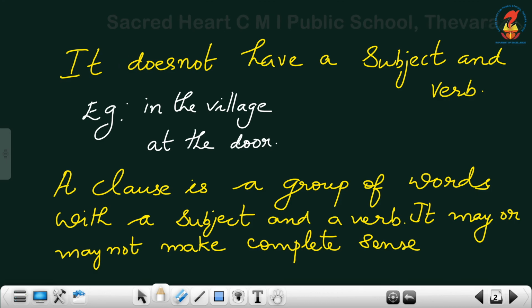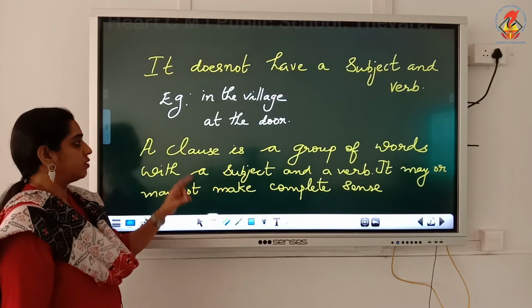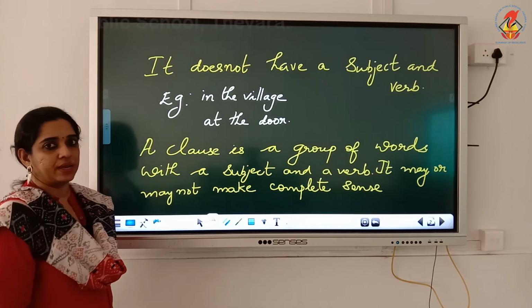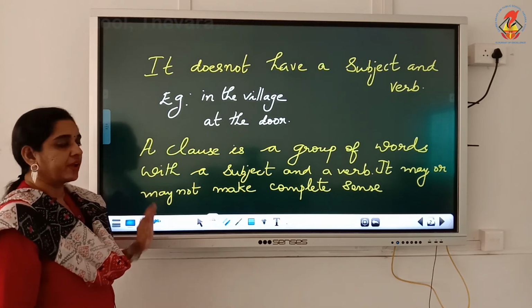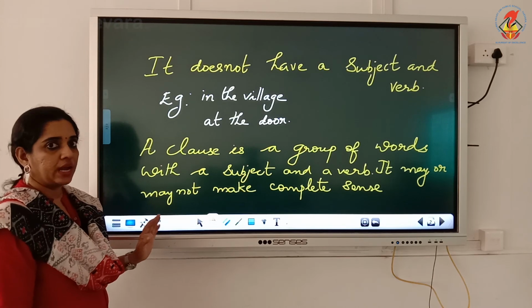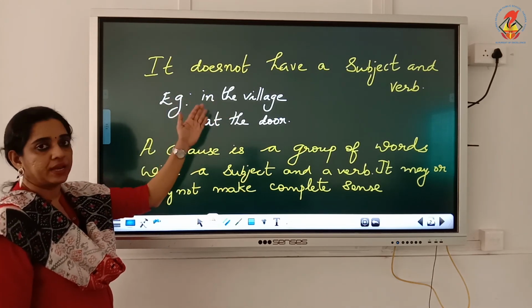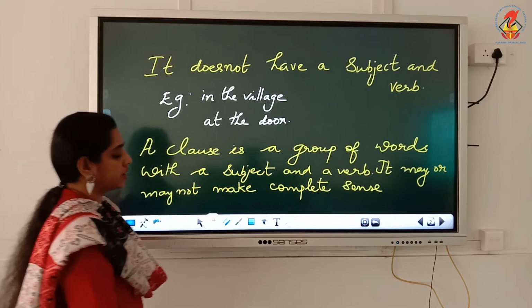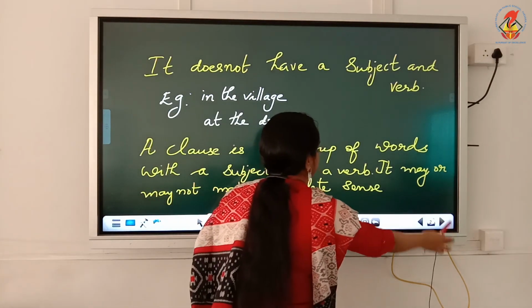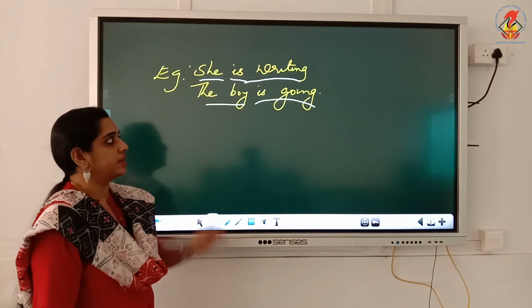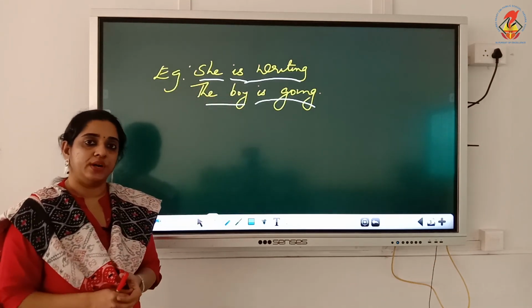So, what is the difference between a clause and a phrase? A clause will have a subject and a verb. Verb is a part of the predicate, that you know. Okay, but in a phrase there will not be any subject or any other predicates. Can you see any proper subjects or predicates? No. But here in a clause it will have a subject and predicate. So, she is writing, the boy is going. I hope you understood the topic.